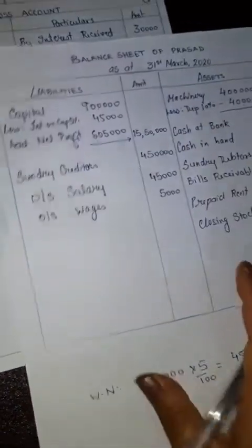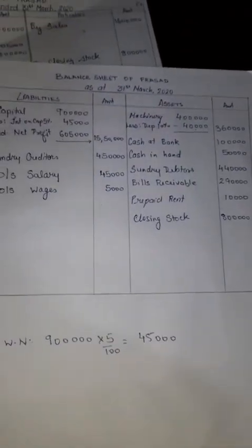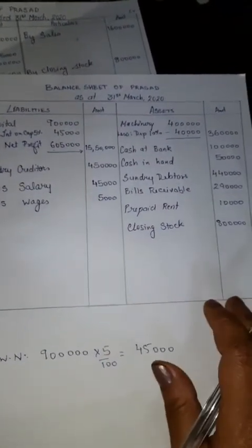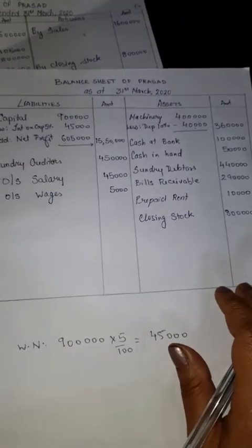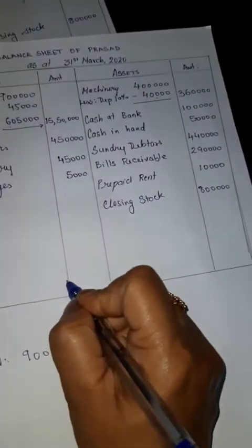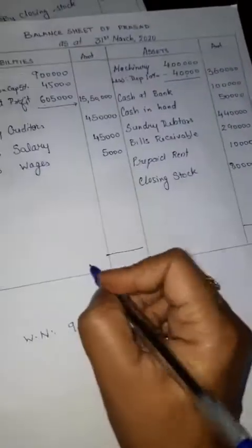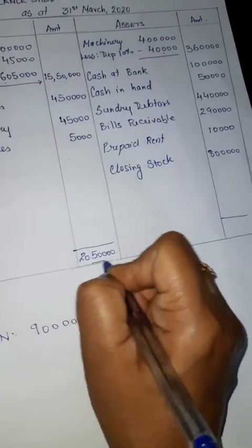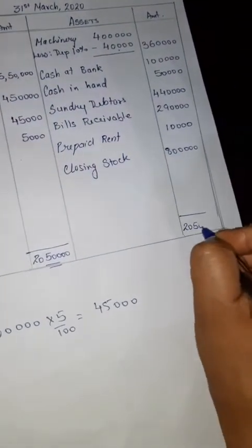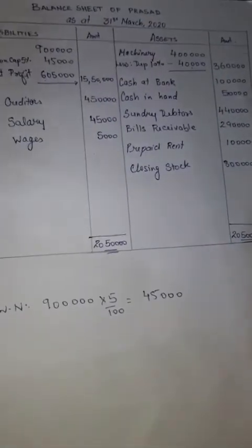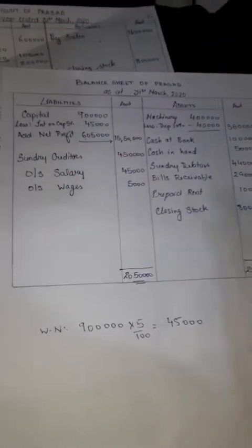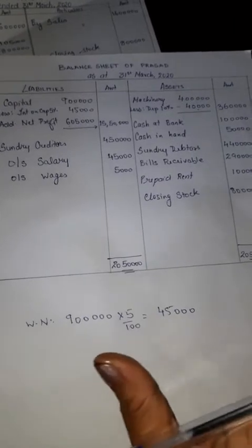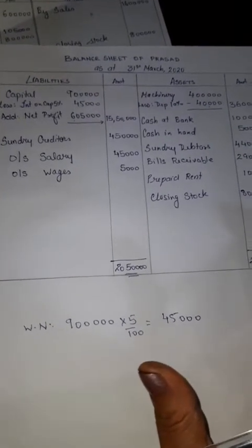15 lakh 50,000. Now what is left? Making the total of both the liability side and asset side. The total which you should get on both sides should be 20 lakh 50,000. Both sides should get the same amount. There is no shortfall on either side. Both the liability side and asset side should tally. Then only your problem is correct.